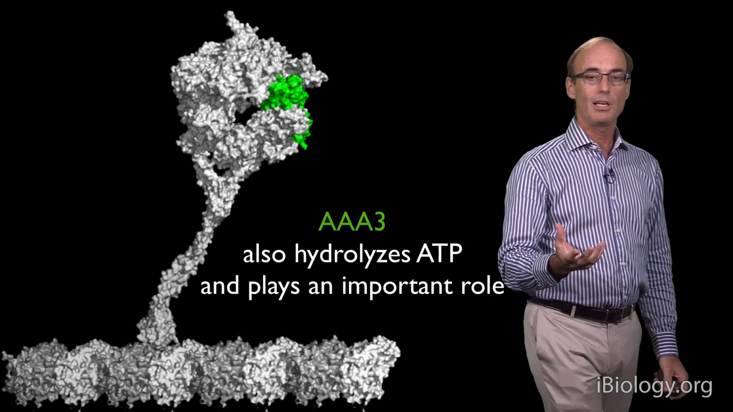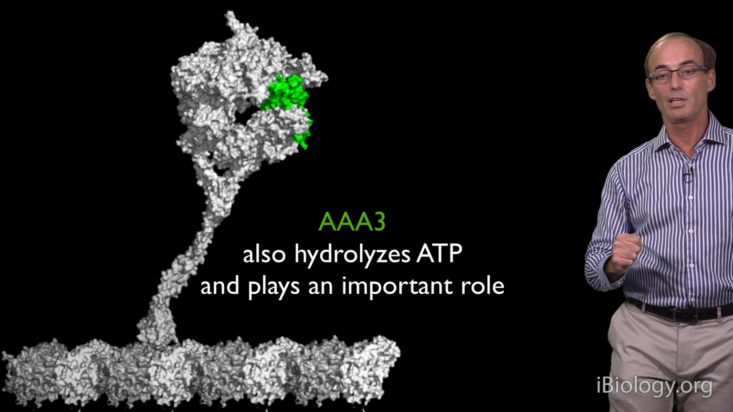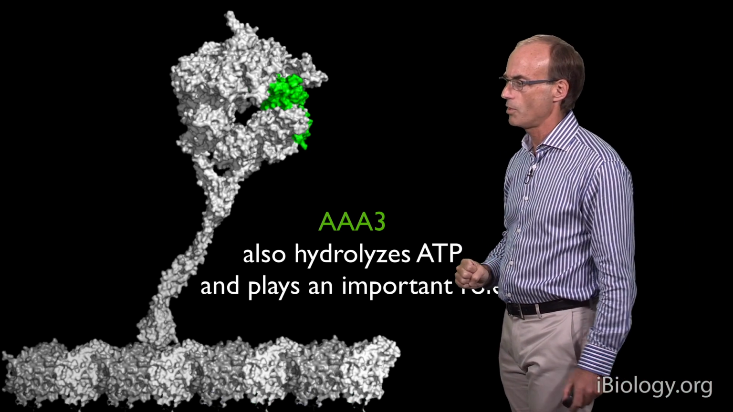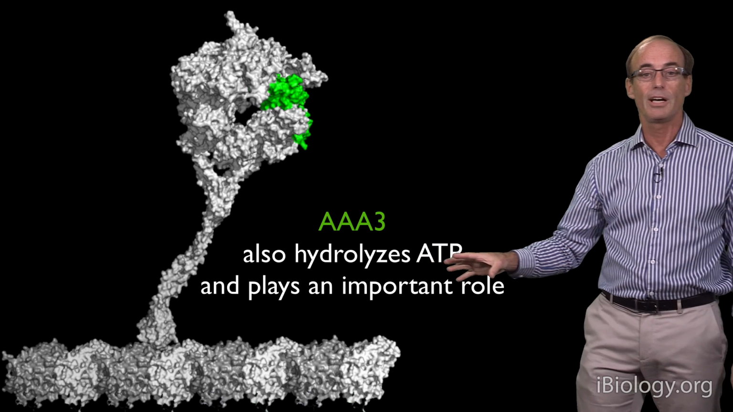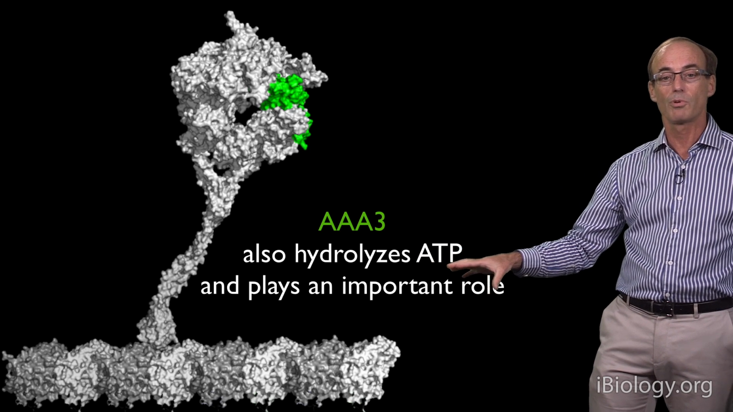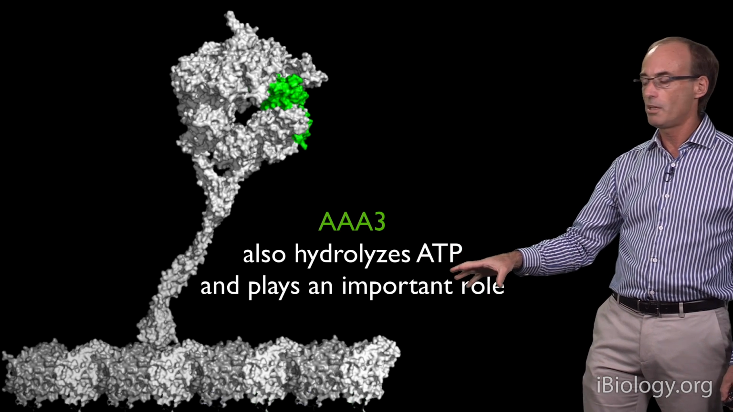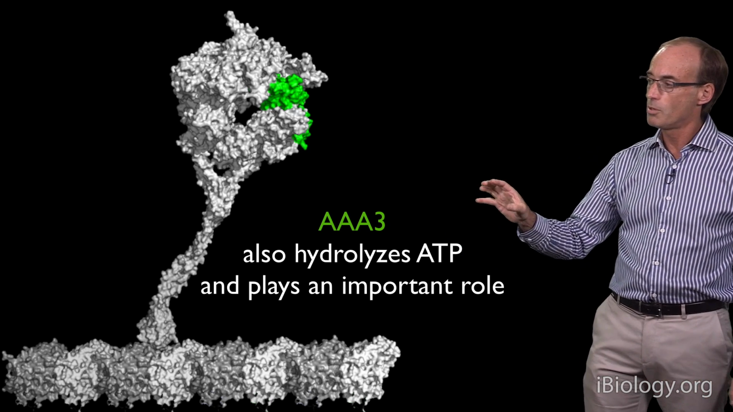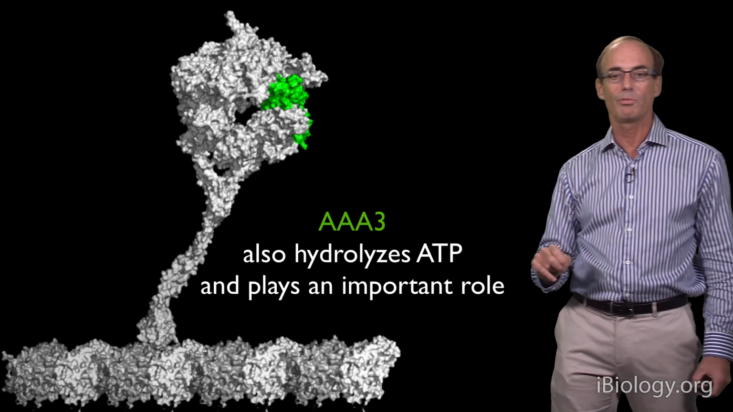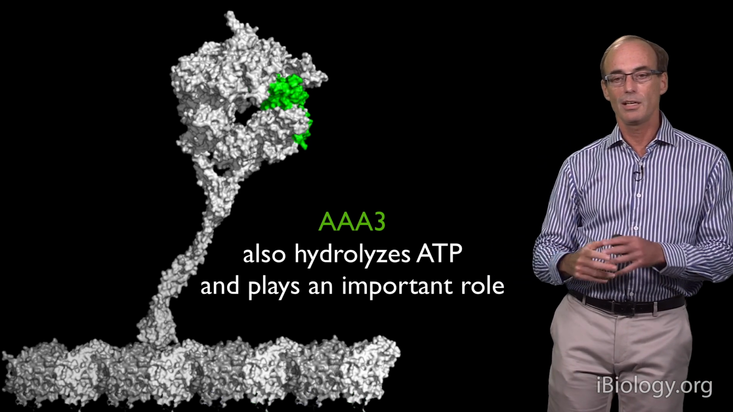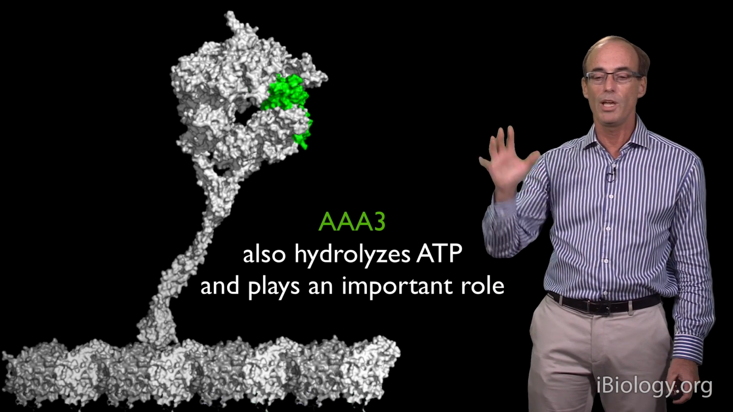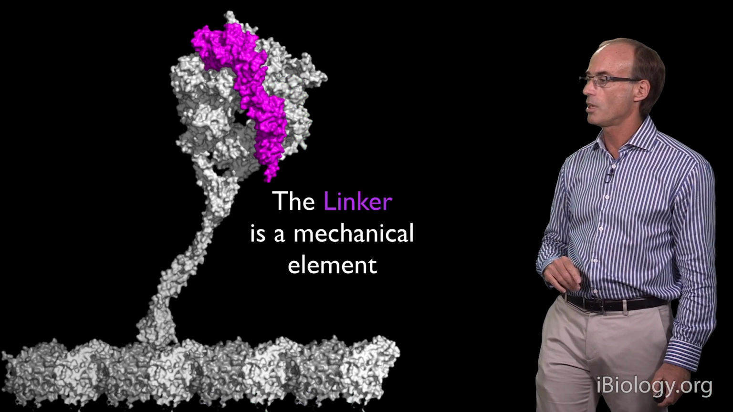Now, the other AAA subunit that I mentioned that's important is AAA3, and this is its position over here. As I said before, it also hydrolyzes ATP and plays an important role in the mechanism, and I'll explain how it works later in this talk. But if you prevent ATP hydrolysis by AAA3, dynein isn't completely inactive, but the velocity of movement goes way down with a hydrolysis mutant.